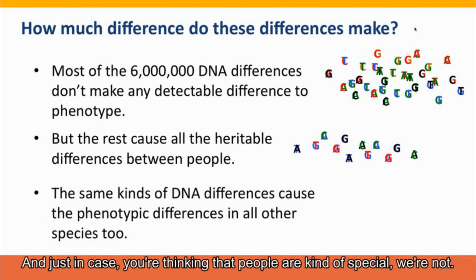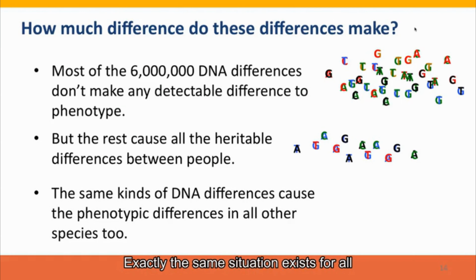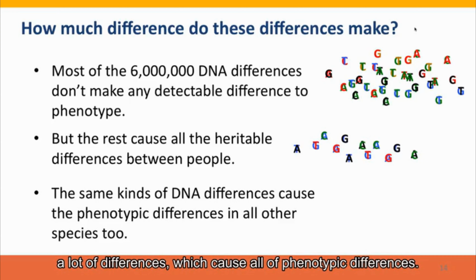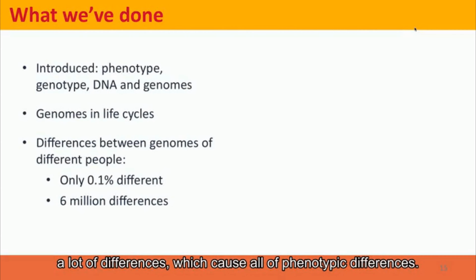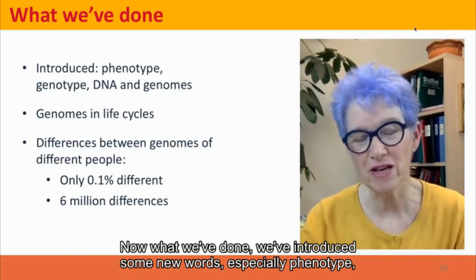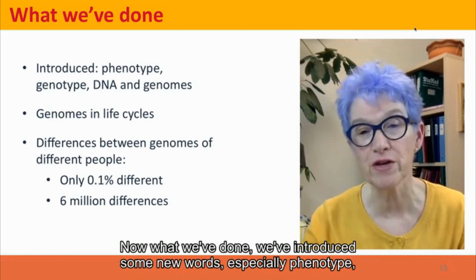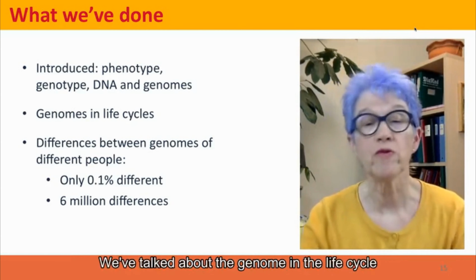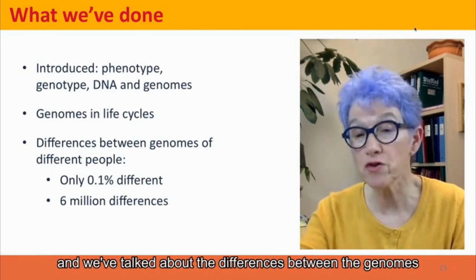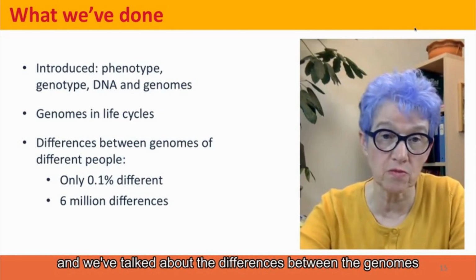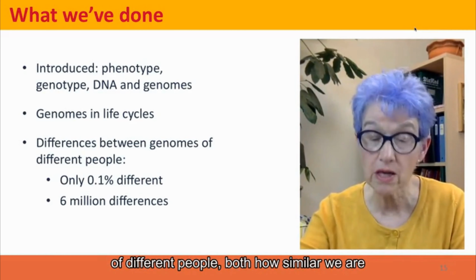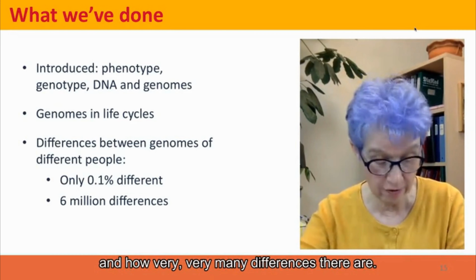And just in case you're thinking that people are kind of special, we're not. Exactly the same situation exists for all of the other organisms on the planet. Their sequences of any one species are very similar, but there are so many bases that there's still a lot of differences which cause all the phenotypic differences. Now, what we've done, we've introduced some new words, especially phenotype, genotype, and genome. We've talked about the genome in the life cycle, and we've talked about the differences between the genomes of different people, both how similar we are and how very, very many differences there are.